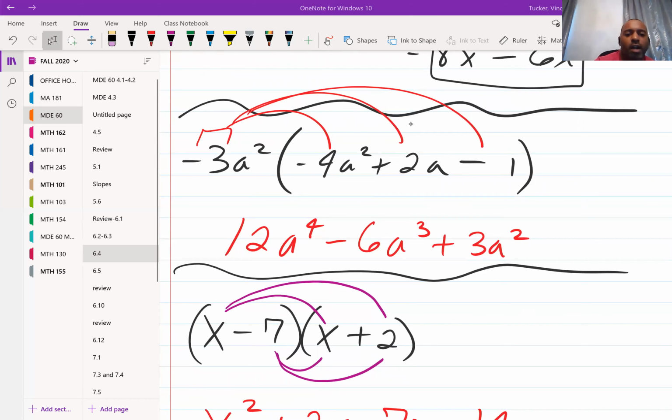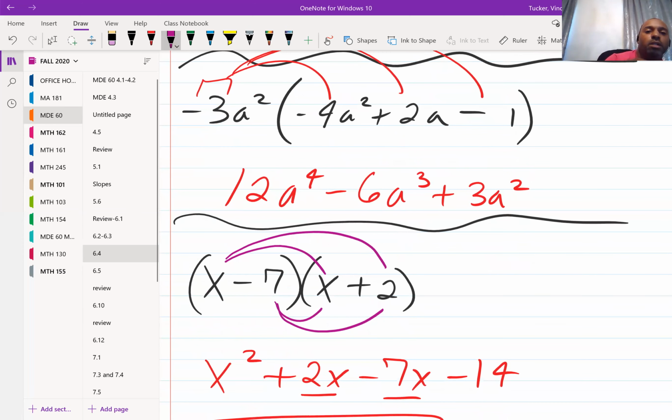Sorry about that. All right, so we have x minus 7 times x plus 2. So we will still be doing distribution. We're going to distribute the x into the parentheses right beside. Then we're going to distribute the negative 7. Some people call it FOIL: first, outer, inner, last. Or like I say, you can just recognize that this x needs to be distributed to each term in the next parentheses, and then this negative 7 needs to be distributed into each term of the next parentheses.